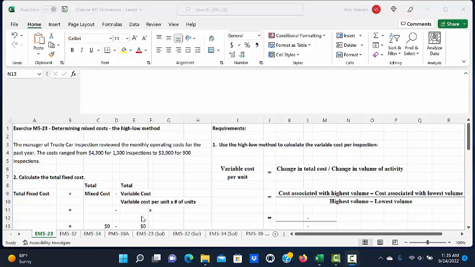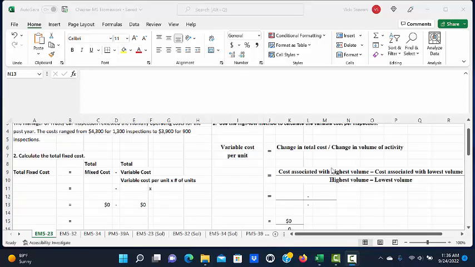In the requirements in Part 1, it asks us to use the high-low method to calculate the variable cost per inspection. So we know the variable cost per unit is equal to the change in total cost divided by the change in volume of activity. Using the high-low method, we can determine the change in total cost by taking the cost associated with the highest volume and subtracting the cost associated with the lowest volume, and dividing that by the change in volume of activity, which is determined by taking the highest volume and subtracting the lowest volume.